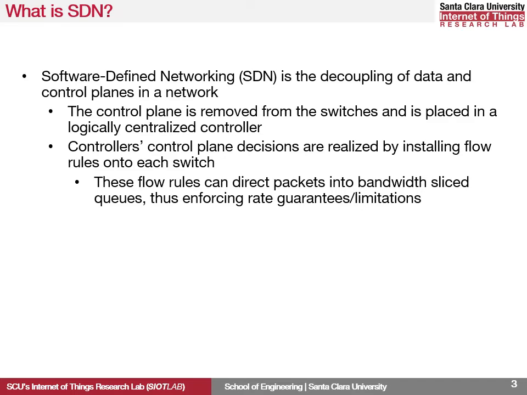The flow rules are used to describe which routing actions should be taken for each type of packet. The use of flow rules also increases the granularity of control over each data flow, as packets can now be matched on a wide variety of potential match fields, such as port numbers, MAC addresses, or even transport layer protocols. These flow rules can then be used to direct packets into bandwidth sliced queues, thus enforcing rate guarantees and limitations for specific applications and devices.